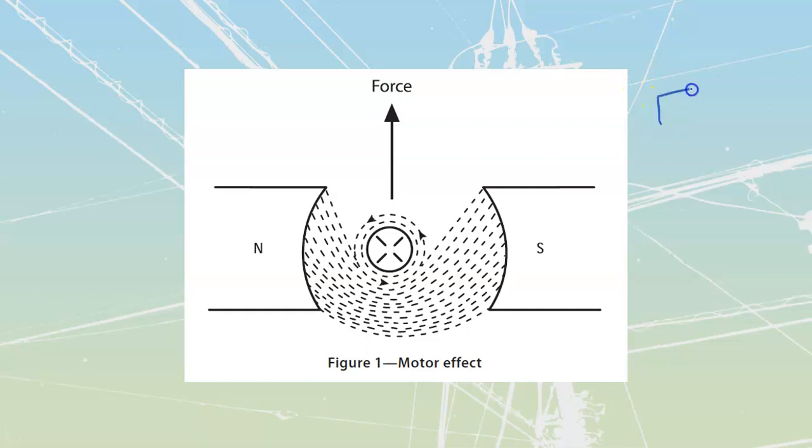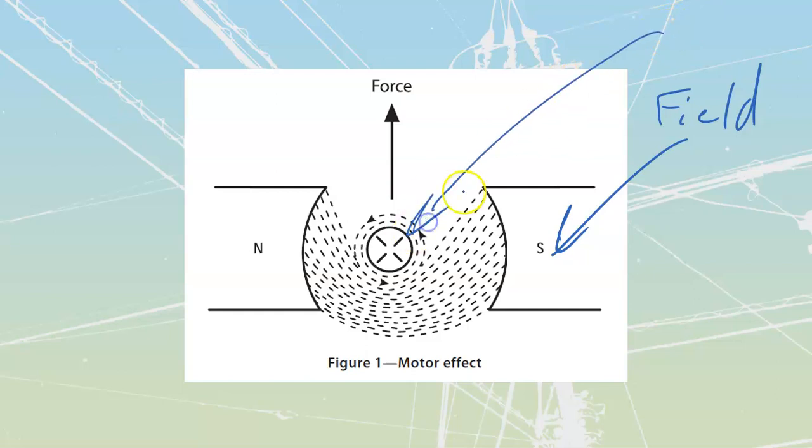We're going to have a couple of things that are going to exist. First of all, we're going to need to have a field. Then we are going to need to have a current carrying conductor, so a conductor with amps on it. As long as we have those two, we're going to be able to establish what we will call our motor force.